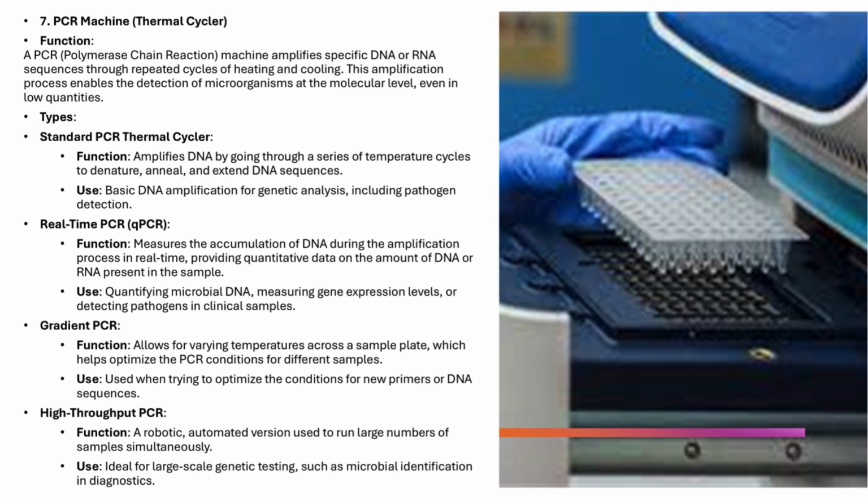There are several types of PCR machines, each with its unique features and uses. Let's take a closer look at them. Standard PCR thermal cycler. The standard PCR thermal cycler amplifies DNA through repeated cycles of heating and cooling, allowing the DNA to denature, anneal, and extend. This is the go-to machine for basic DNA amplification, especially for tasks like pathogen detection and genetic analysis.